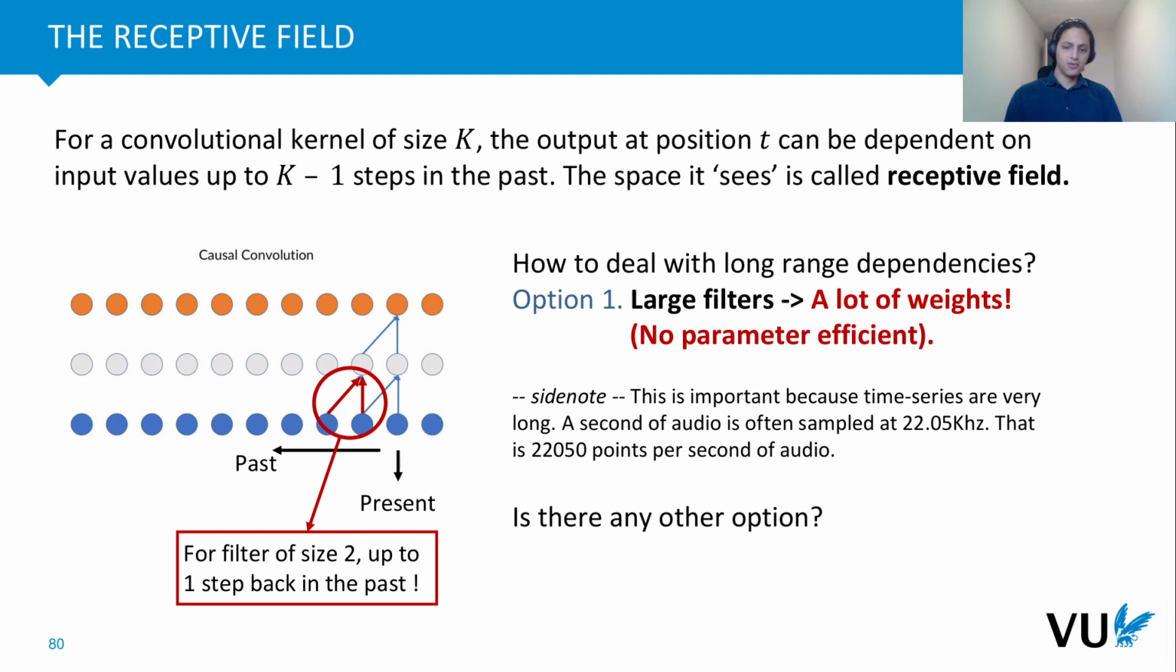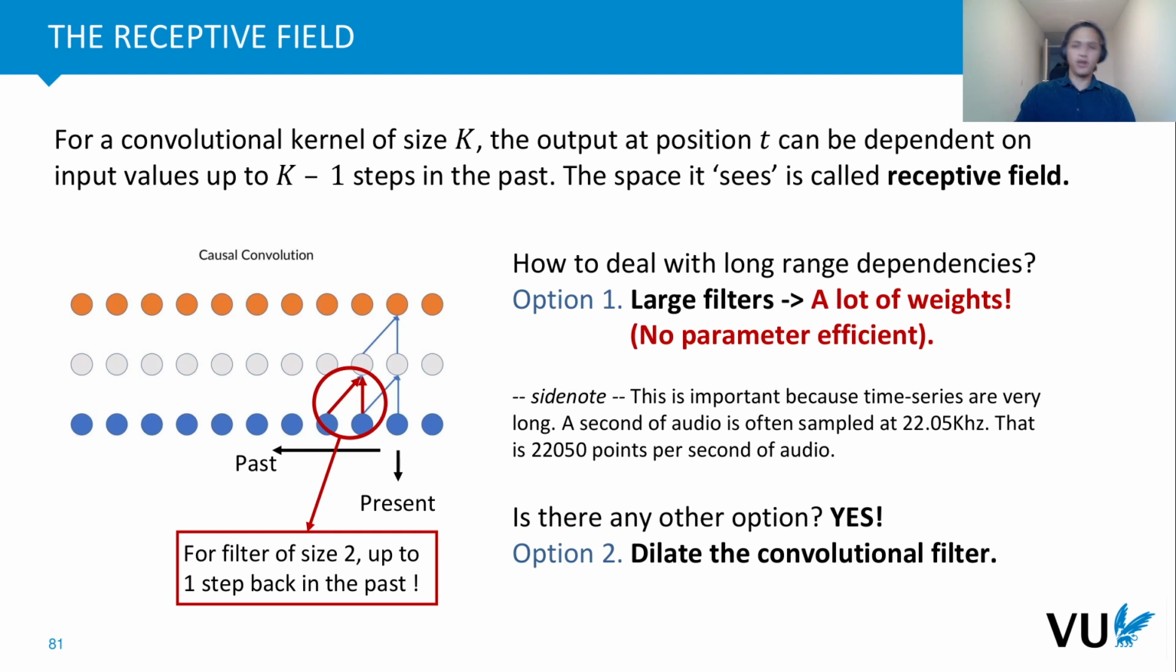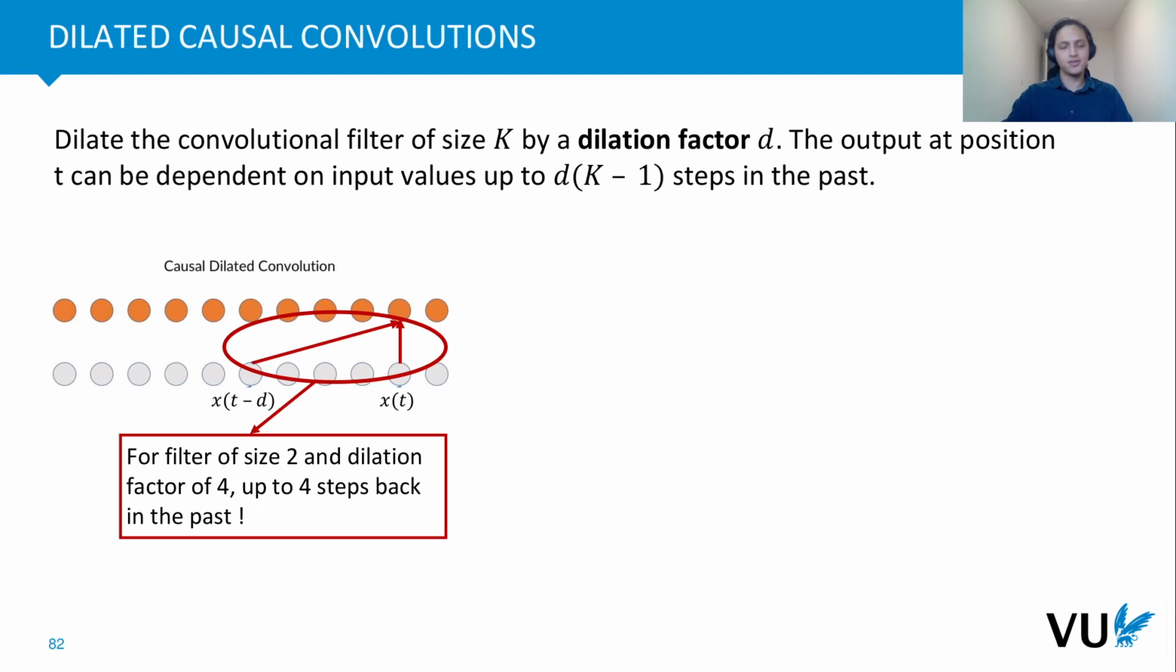So the question is now, what can we do about it? Are there other options that we can exploit in order to get these long receptive fields without a lot of parameters? And the answer is yes. The way to achieve this is to stretch, or dilate, your convolutional kernel. So if you consider a dilation factor D, you take the convolutional kernel that you had, for example, with 2 positions, and you just stretch it by this dilation factor.